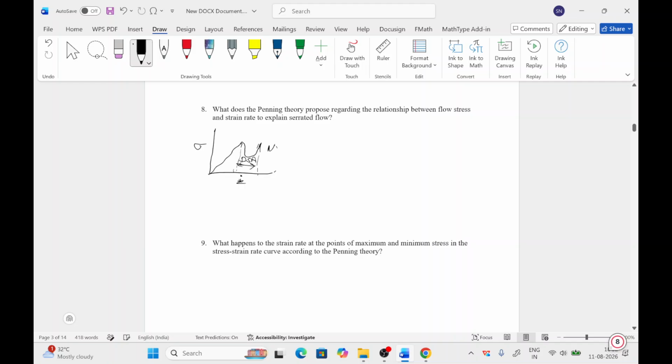And here no DSA will be. Here also no DSA.